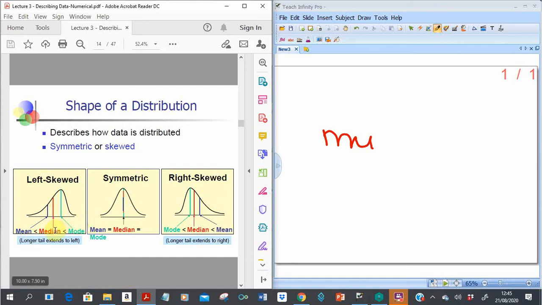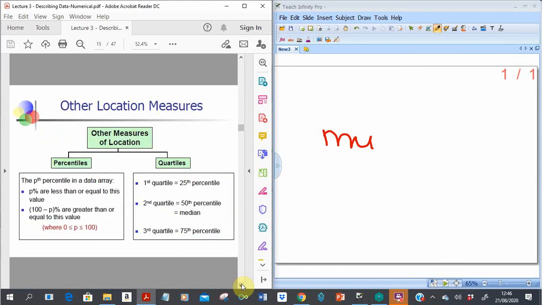In terms of the mean, left skewed occurs when the mean is less than the median and the mode. And right skewed occurs when the mode is less than the median and the median is less than the mean.